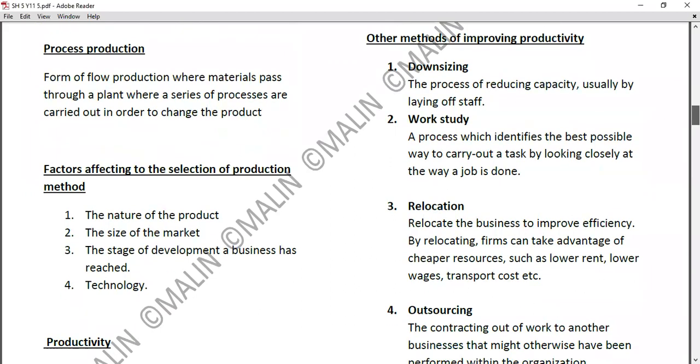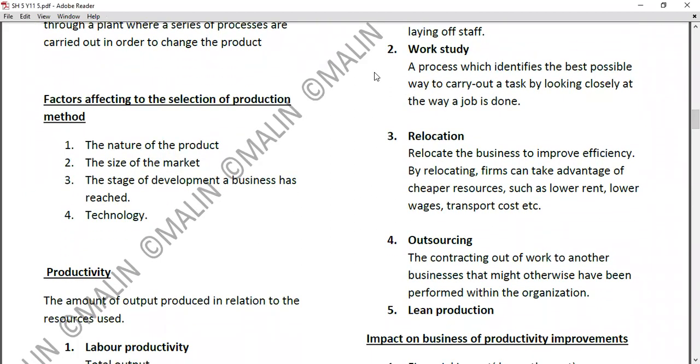And factors affecting the selection of a production technique: we talk about mainly four factors. It will be the nature of the product, the size of the market, the stage of development of the business, and also the technology level of the business that has an impact on that.